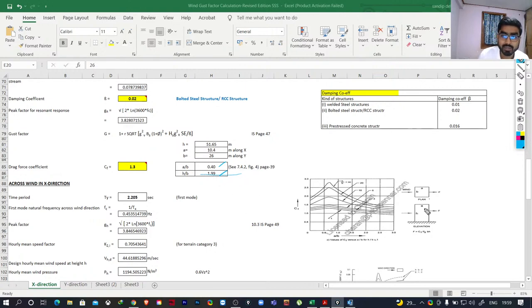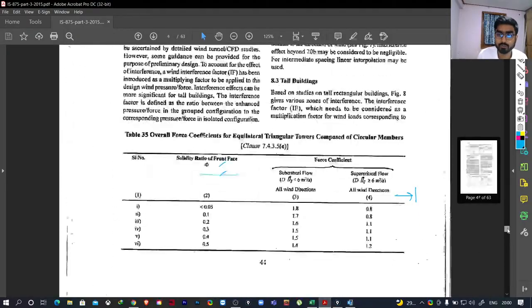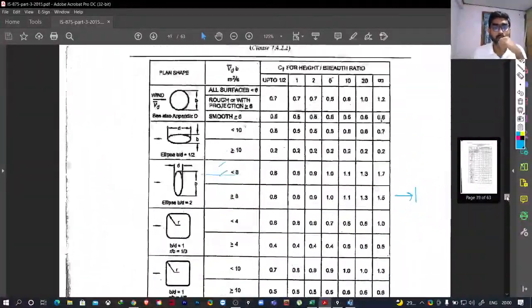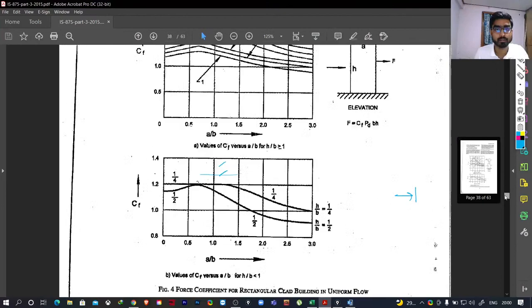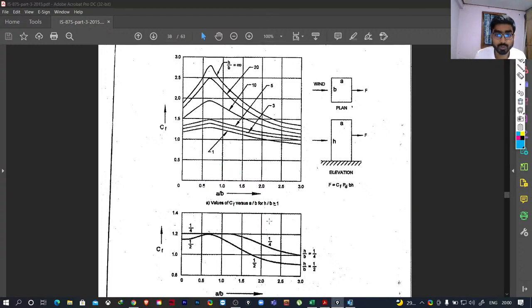So here A by B is 0.4 and H by B is 1.99. Now what is B? The dimension of the building perpendicular to the along wind. So if I go to the code, to the calculation of the drag coefficient, you can see here H by B we have got 1.99. So this criterion it is fulfilling, because here it is showing that if H by B is greater than or equal to 1, in that case we will use this formula or this graph.